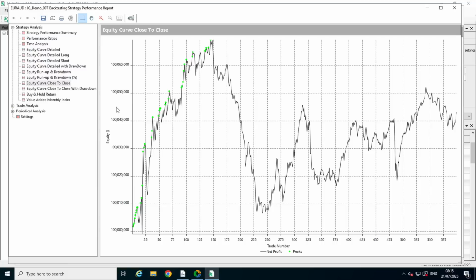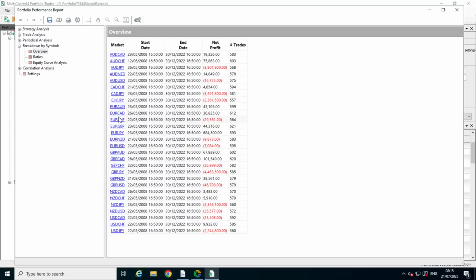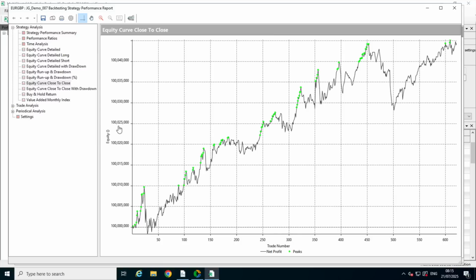Euro, Australian dollar, reasonable net profit, but the equity curve's very inconsistent. Euro pound, £44,000, and a nice uptrending equity curve. That could be one to put on the shortlist.